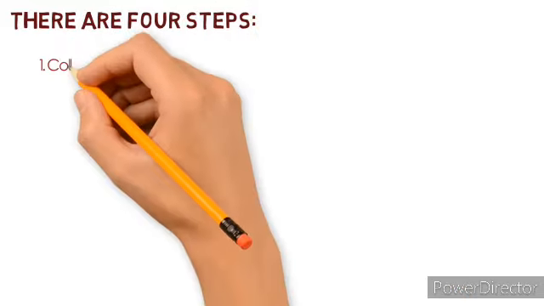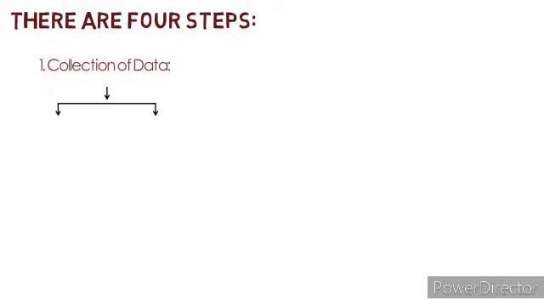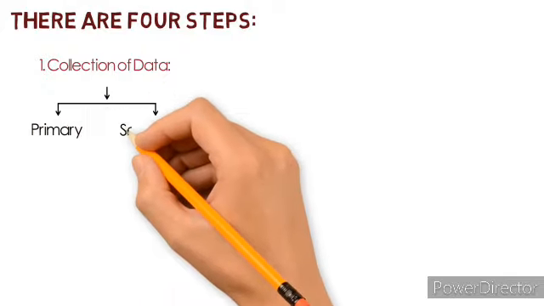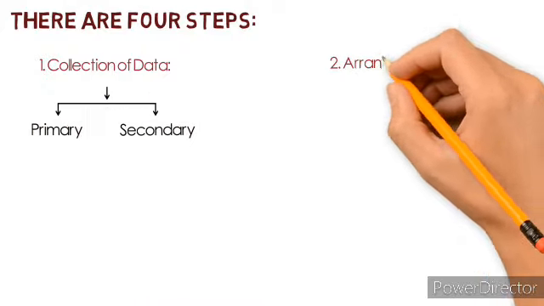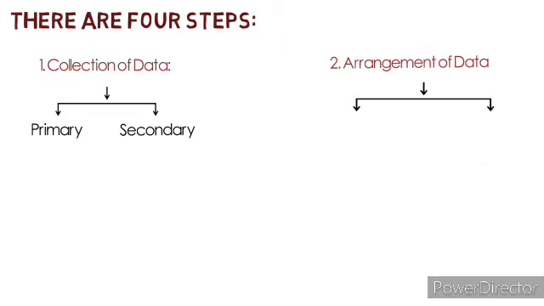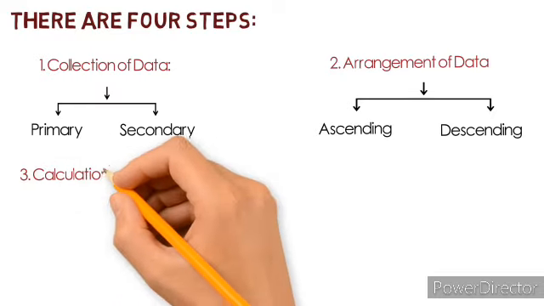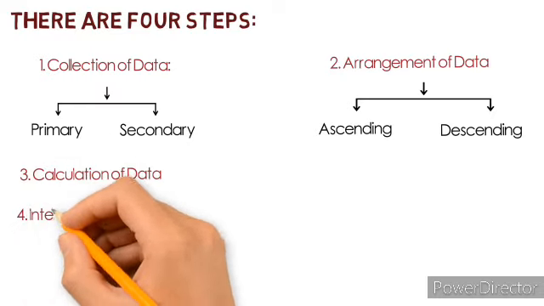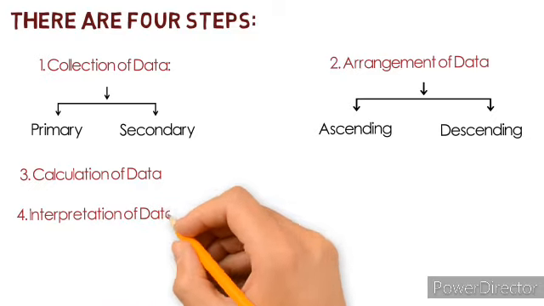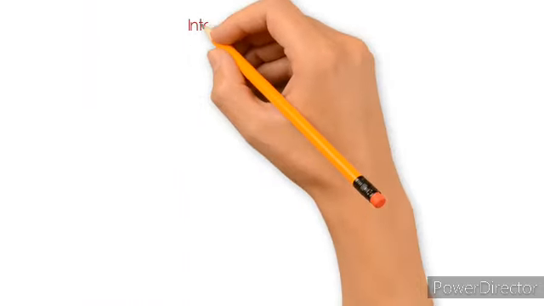So there are 4 steps. First is a collection of data, either primary collection or secondary collection. Then arranging the data. Data can be arranged in ascending or descending order for further classification. Then your third step is calculation of the data. And last is interpretation, which means writing the result.